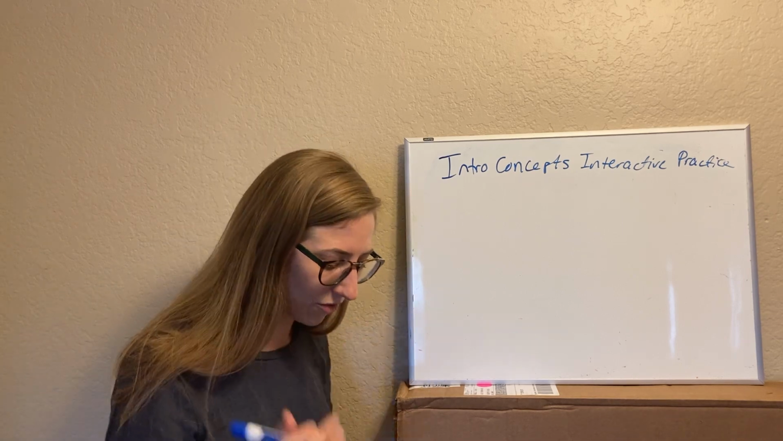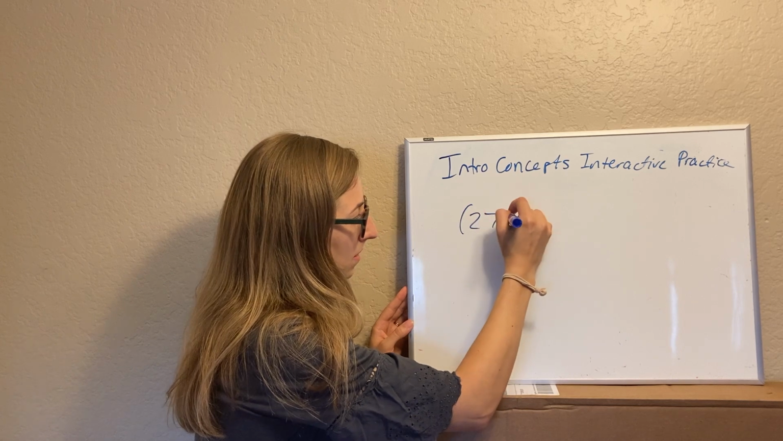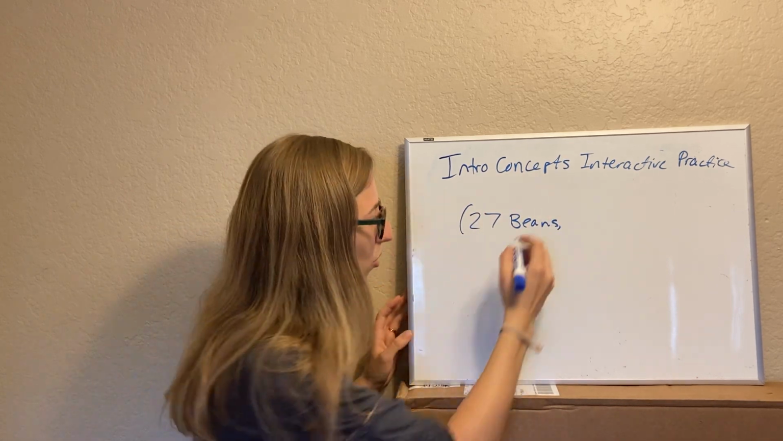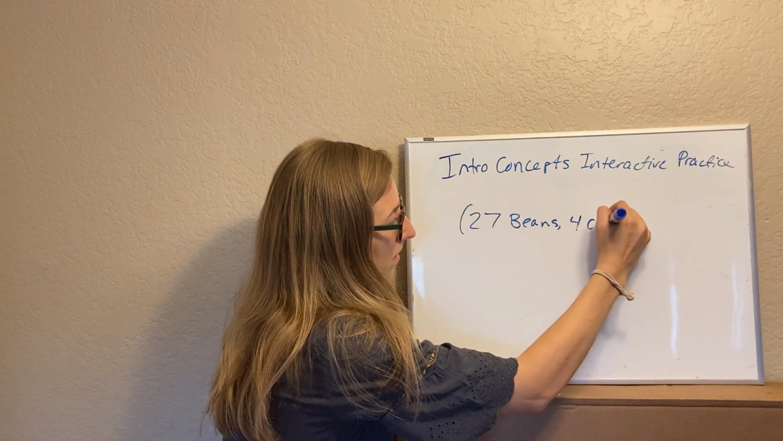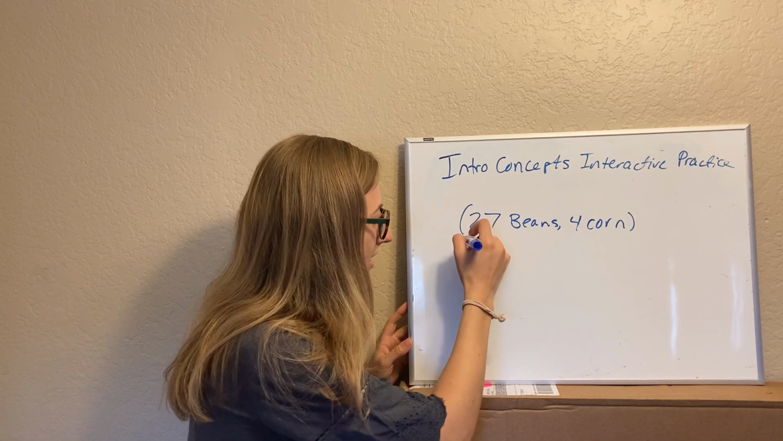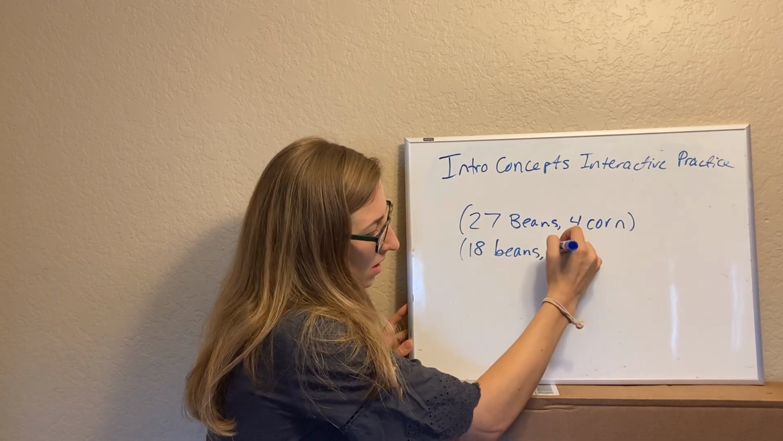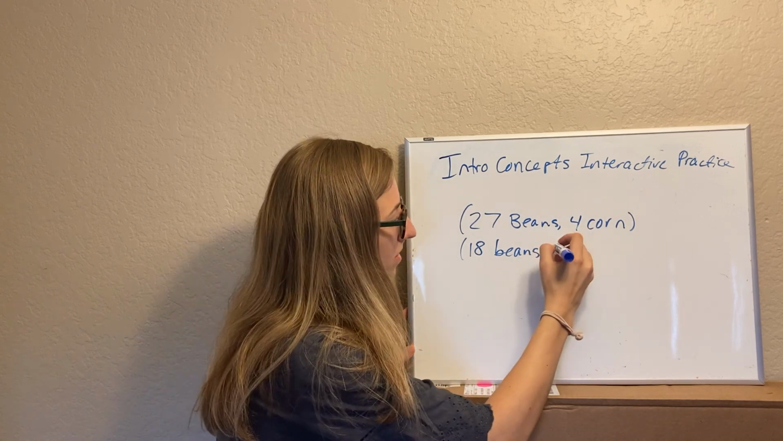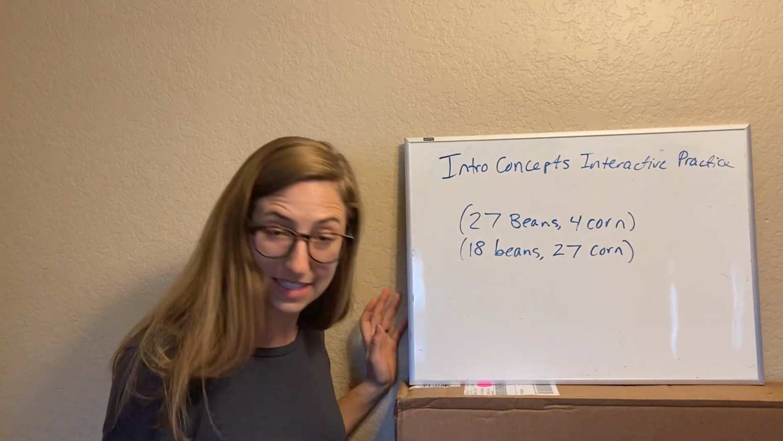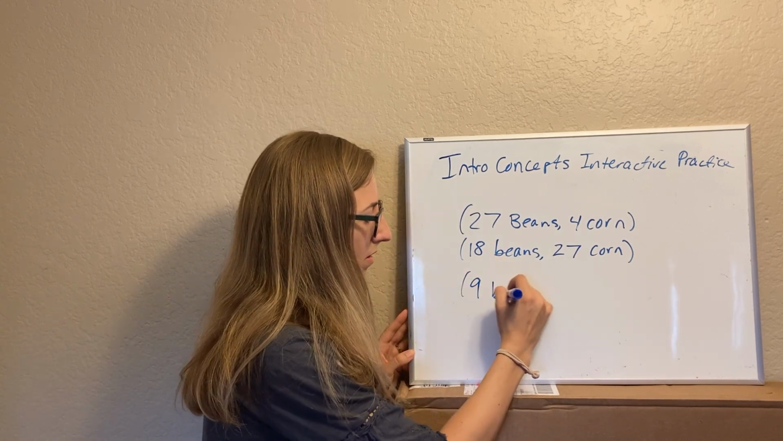So the first combination that is efficient is 27 beans and 4 corn, which is from point E. Then we have 18 beans, 27 corn, which is point D, and then 9 beans, 10 corn, point A.